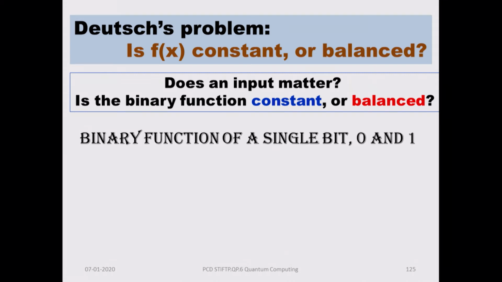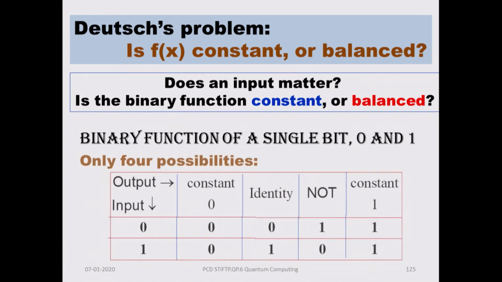The binary function, it is a function of just 0 and 1, right, and you really have only 4 possibilities. Your input can be either 0 or 1, and the output can be either 0 or 1, but then there are 4 possibilities. Look at the first column. No matter what the input was, whether it was 0 or 1, the output is always 0. So this is called a constant function, okay, because the output is independent of the input.